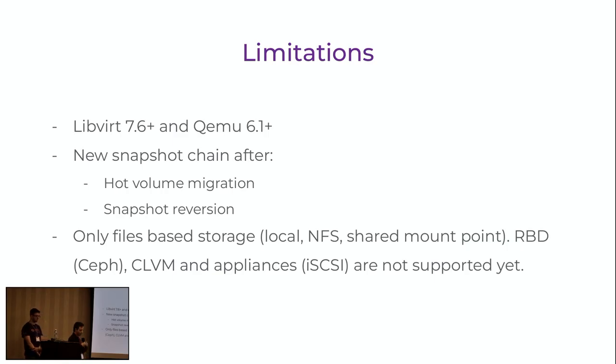Also, no matter what type of chain we are using, limited or not, after doing a virtual machine migration or a snapshot reversion, we will have to start a new chain because these processes erase the bitmaps that are stored on the volume, so we can't continue taking incremental snapshots. And finally, for the limitations, this first stage will only be for file-based storages, meaning local, NFS, and shared mount point.